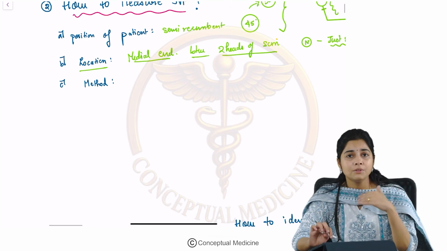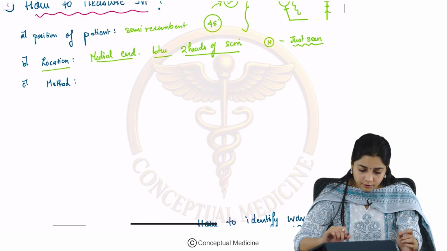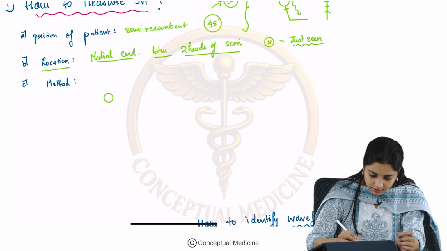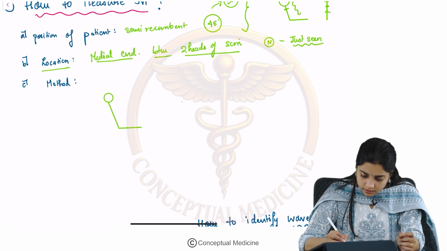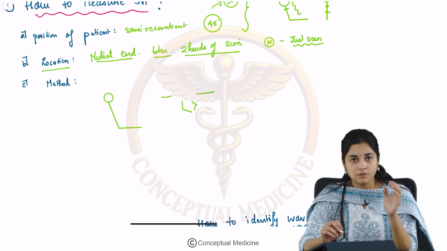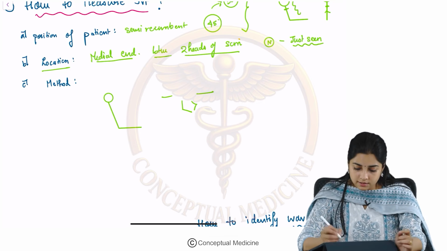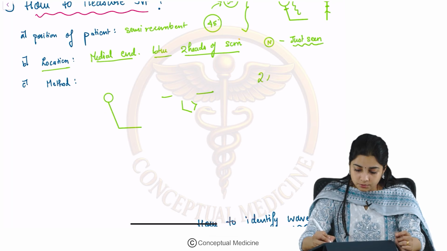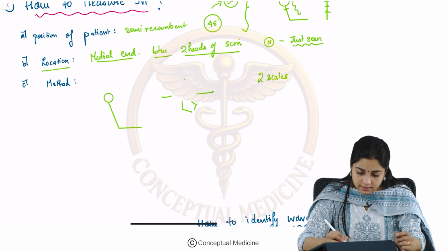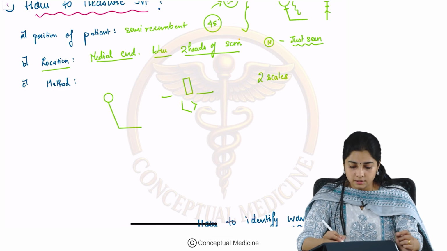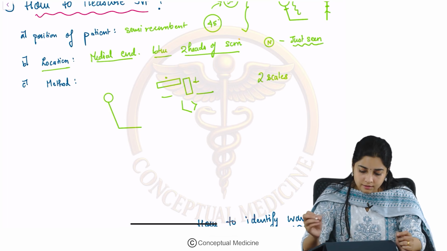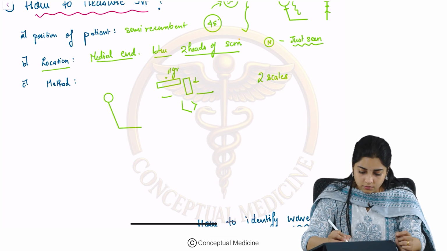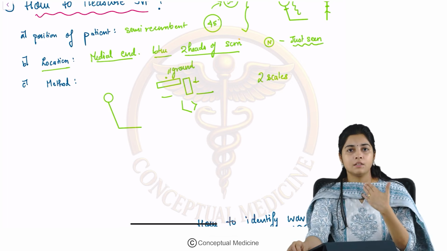Okay. Now, what is the method employed for measuring the JVP? Your patient is like this. This is your sternal angle, this is your clavicle. The patient is in a semi-recumbent position, and you use two scales. The first scale is placed perpendicular to the sternal angle and the second scale is placed parallel to the ground. Okay, let me just demonstrate it here.